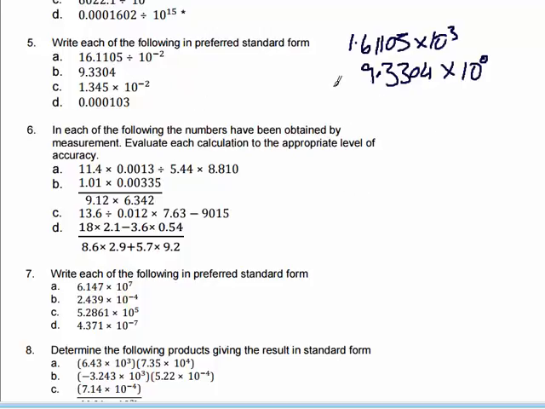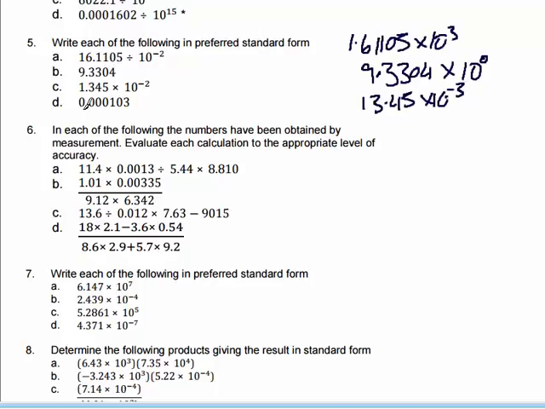Part C, 1.345 times 10 to the minus 2. Well, clearly 10 to the minus 3 is the closest preferred exponent. So if we divide that by 10, we need to multiply that part by 10 to keep it the same. So the answer is going to be 13.45 times 10 to the minus 3.